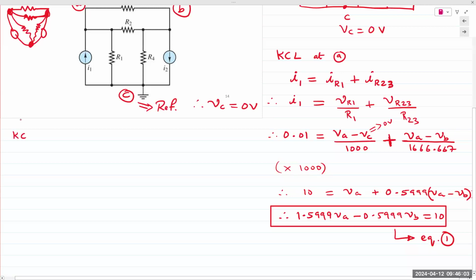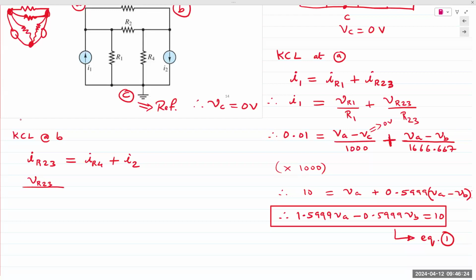Now I will apply KCL at B. KCL at B gives me one current entering, IR23 enters B. Then I have two currents leaving, which is IR4 plus I2. I2 is my current source. I apply Ohm's law and express this current as VR23, voltage across R23 divided by the resistor. And then IR4 is VR4 divided by R4 plus I2.